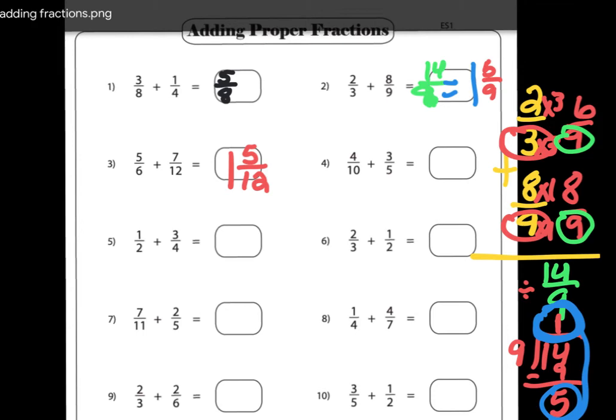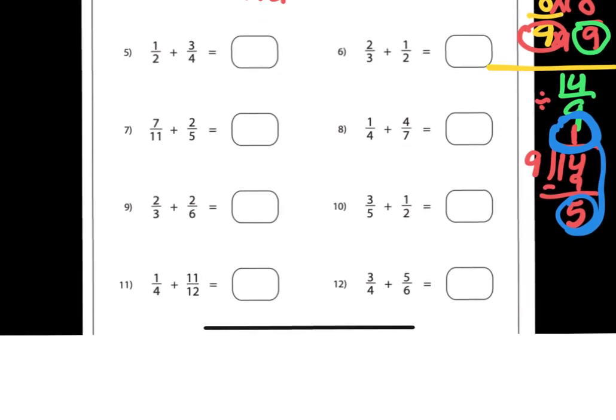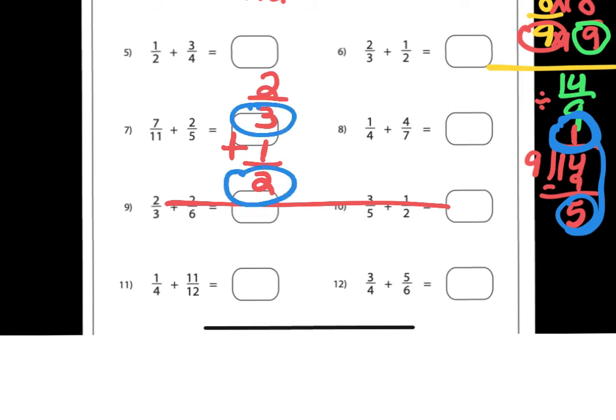Questions so far? Okay. I'm going to skip some. I want everybody to go down to number 6. Number 6 is 2/3 plus 1/2. What are my denominators? 2 and 3. Circle them. Which one is larger? Will 2 go into 3 equally?